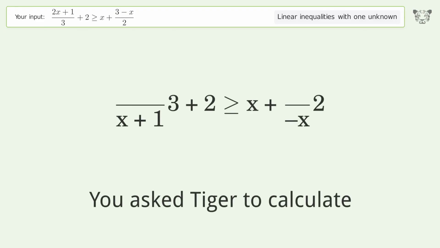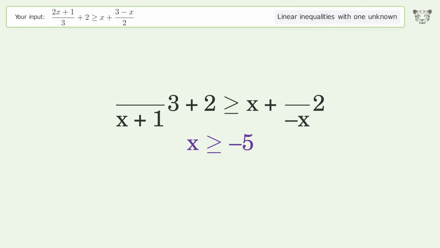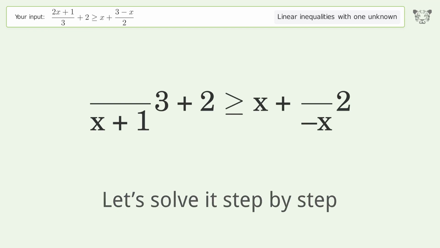You ask Tiger to calculate. This deals with linear inequalities with one unknown. The final result is x equal or greater than -5. Let's solve it step by step.